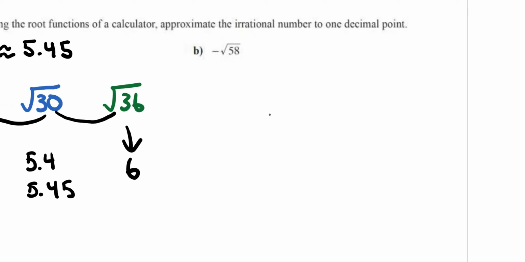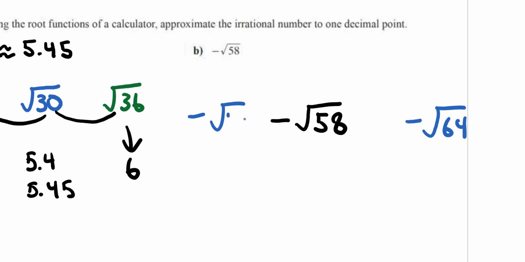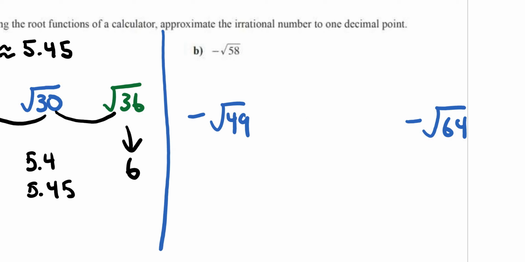All right, and finally, the last one I have is negative root 58. Okay, so let's force that between two other square roots where I do know the answers. I know the answer to the square root of 64, and I know the answer to the square root of 49. So we're going to force root 58 between things that we do know the answer to. So we know the square root of negative 49 is going to be negative 7, and this is going to be negative 8. So what that means is negative square root 58 is going to be between negative 7 and negative 8.